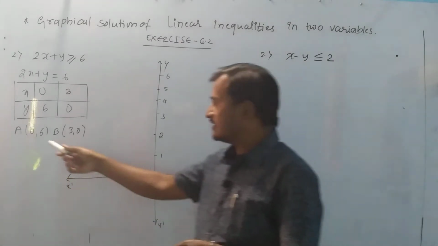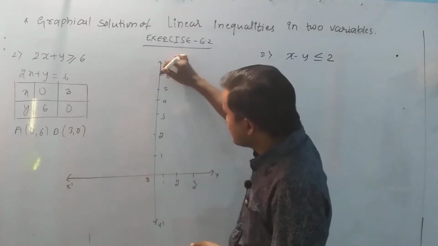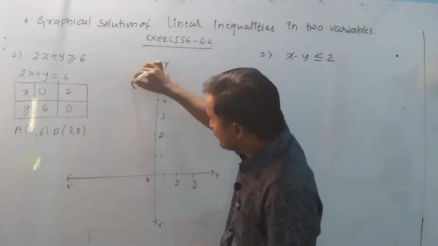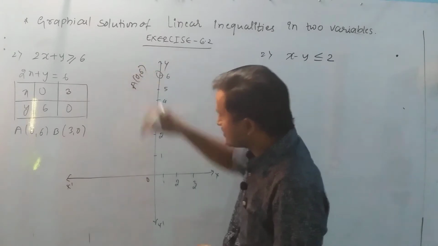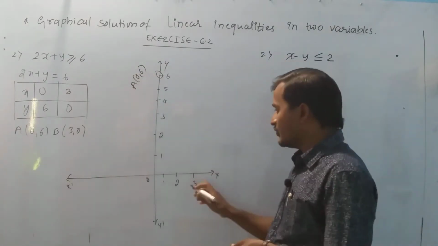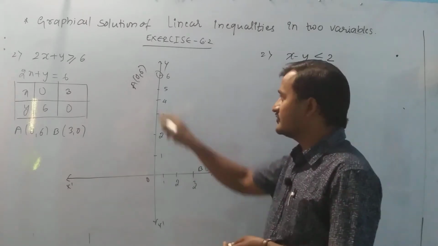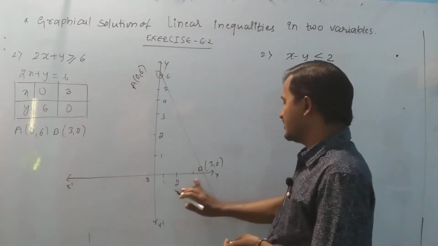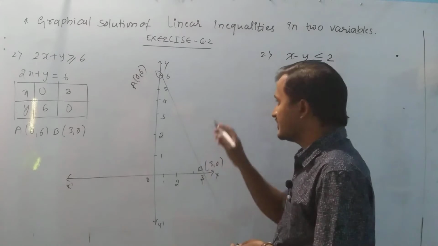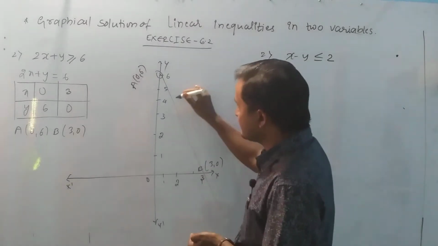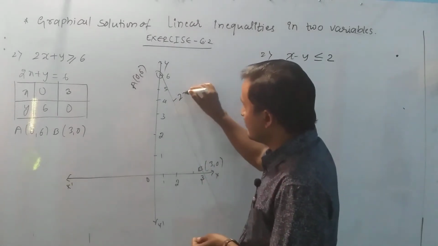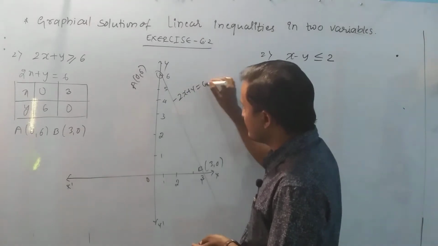What is the first point? 0 comma 6. So x equal to 0, y equal to 6. So this is 0 comma 6. Second point 3 comma 0. So this is the point 3 comma 0. So join these, and here you are getting the line. Which line is it? Clearly it is 2x plus y is equal to 6.